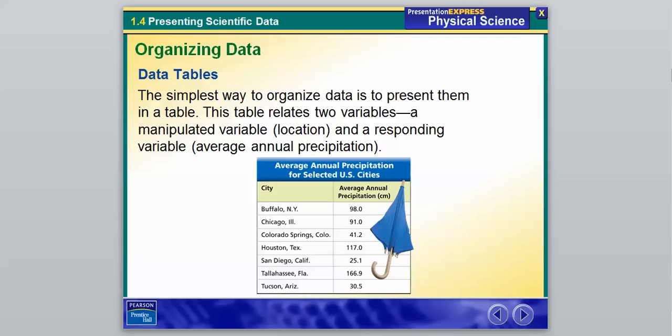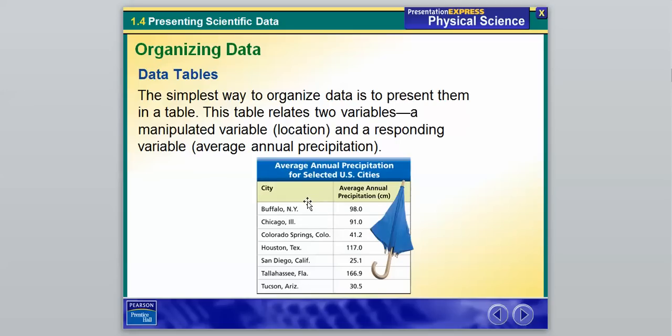And the simplest way to organize data is to present them in something called a table. So this table will relate two variables, which is a manipulated variable, our location, so this is changed here over there, our city, and our responding variable, the average annual precipitation. So this is really simple. It just looks at different cities across the United States.